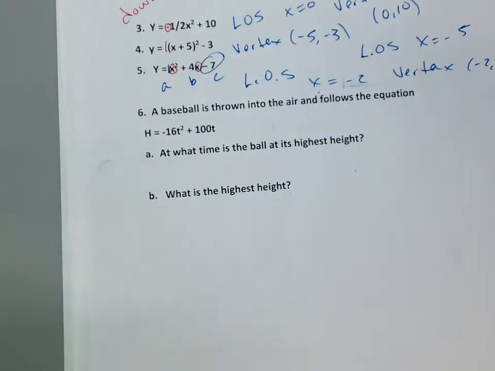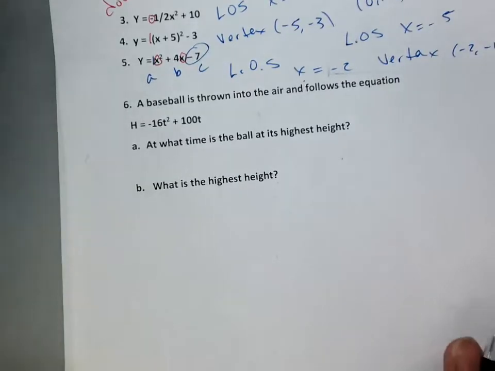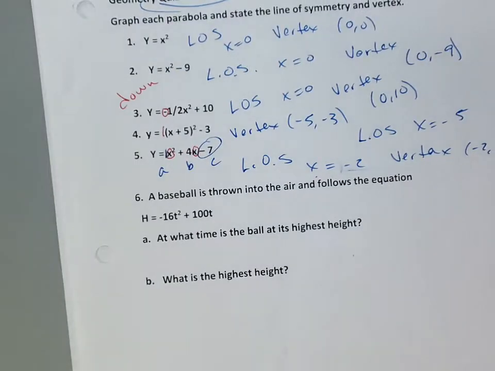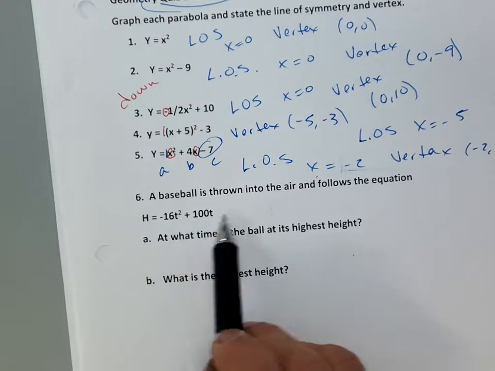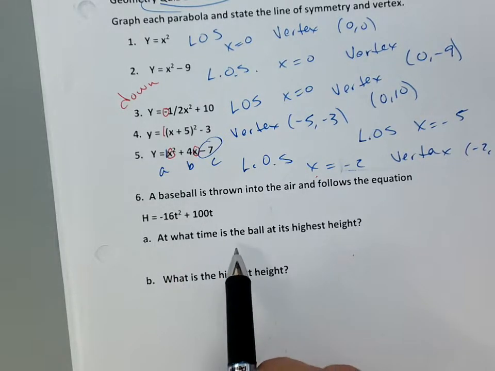Now, almost done, right? This is getting pretty easy. So, 6. Here's a real problem, okay? A baseball is thrown into the air and follows the equation h for height equals negative 16 t squared plus 100, okay? At what time is the ball at its highest height?